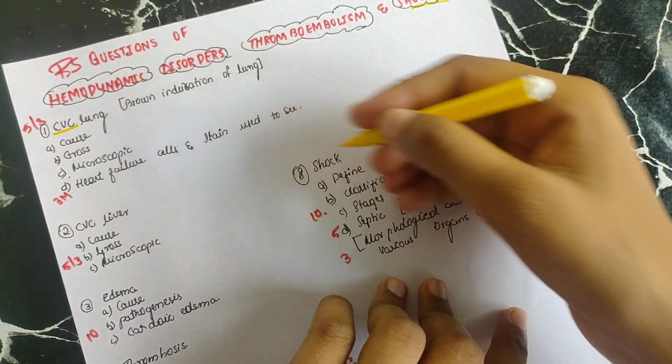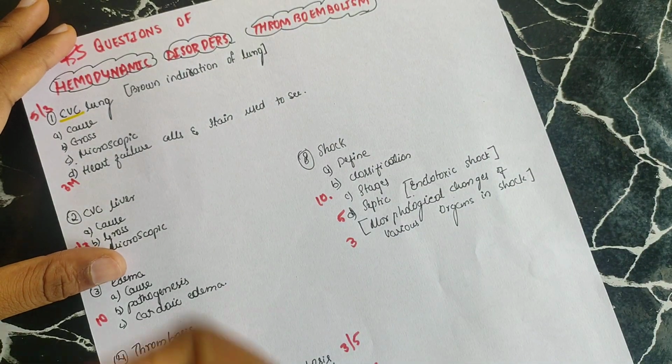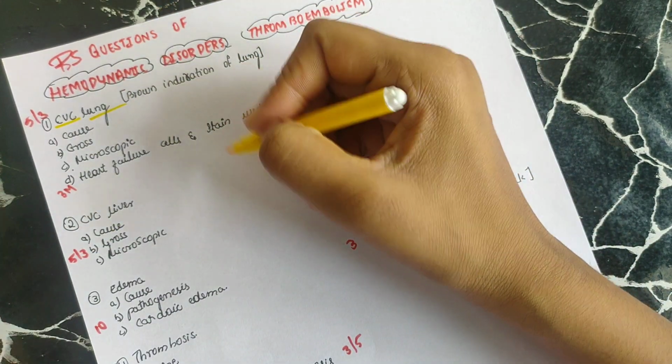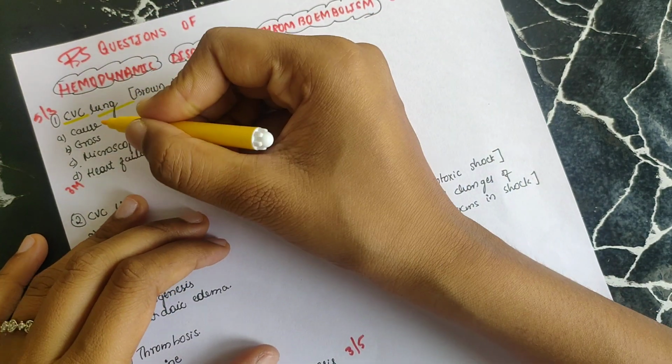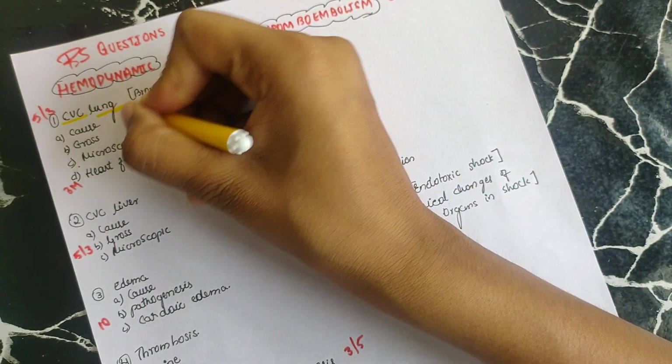So without wasting time, we'll quickly see what are the questions from this chapter. That is the CVC lung, that is chronic venous congestion of lung. When the lung is congested, there are veins, the pulmonary veins. If those are congested, blood will stay in the lung itself.